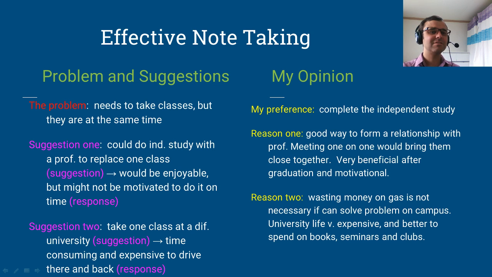All right. So with this particular question, I listened to the conversation, and the first note I took was about the problem. And in this case, the problem is that he needs to take two classes, but they are at the same time. If you read the transcript, you'll see specifically that he needs to take two classes before he can graduate, but they're scheduled for the exact same time.